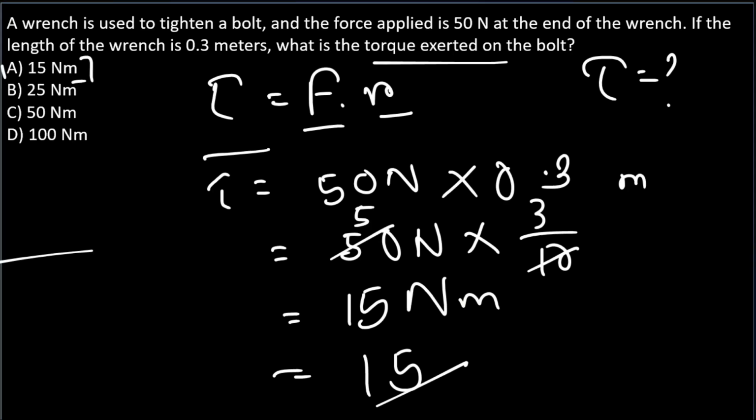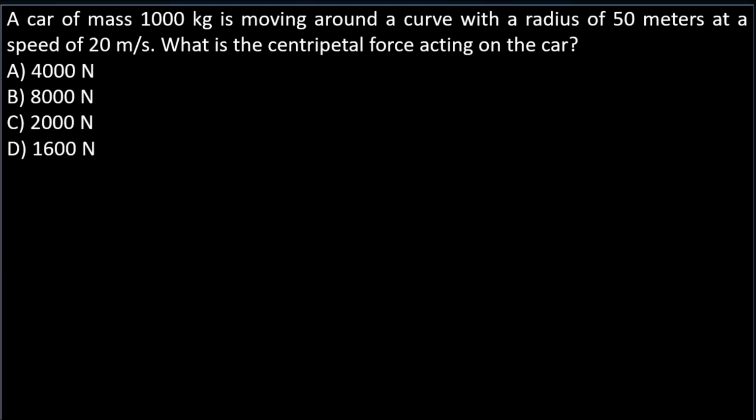Today this will be our last problem for this tutoring. A car of mass 1000 kg is moving around a curve with a radius of 50 meters at a speed of 20 meters per second. What is the centripetal force acting on the car?